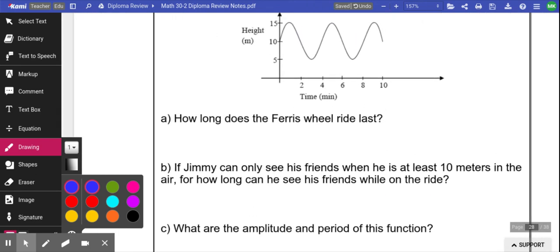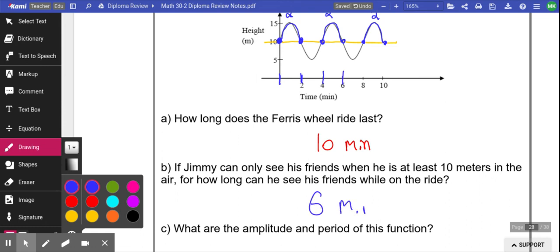So that line you drew at 10, would that be the midline or the average? It is, but that's a coincidence, right? It's a coincidence that they chose 10 meters as the midline. They never asked me to draw the midline. They asked me to draw 10 meters, which is the midline.